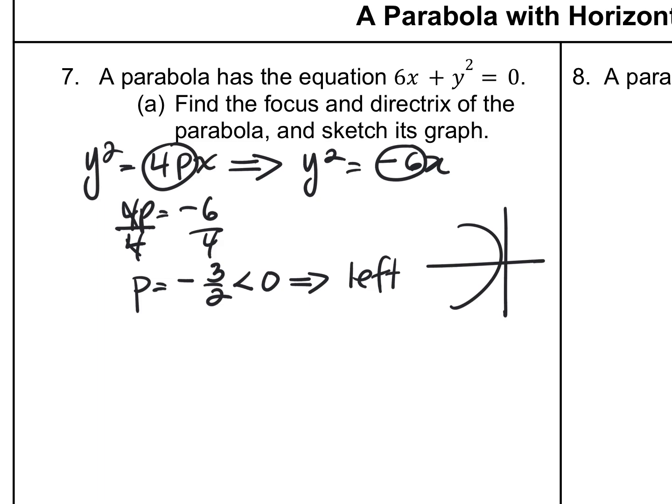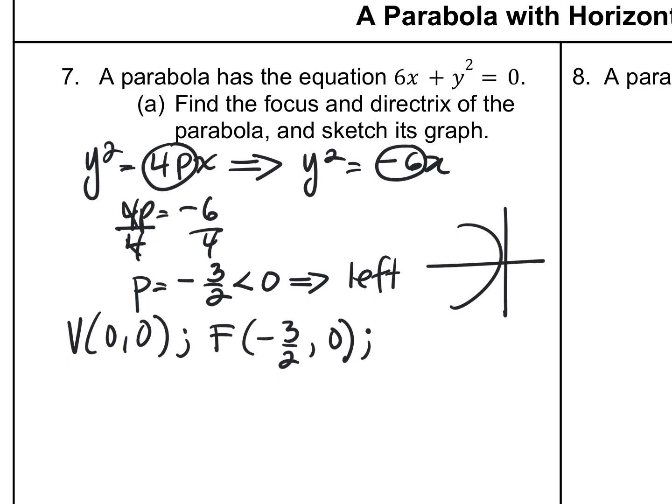Having said that, let's now get our important information. The vertex is at (0, 0). Now the focus F is going to be located at (-3/2, 0). And of course our directrix is going to be perpendicular to the x-axis. That's going to be x = 3/2, the opposite of your focus coordinate. So if you notice, I'm just using the opposite of that, and that's going to be my directrix.